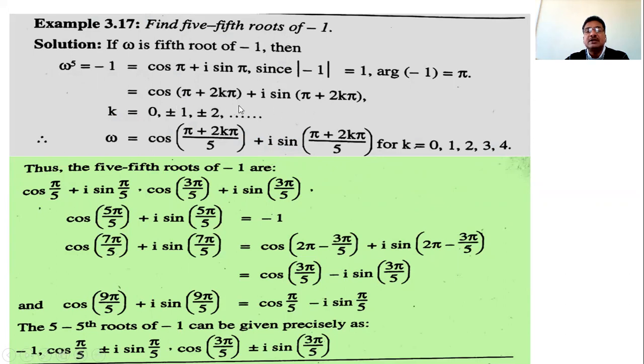Because what is the De Moivre's theorem? Cos theta plus I sin theta raised to n is cos n theta plus I sin n theta, that is multiplied by n. So w is what? This bracket raised to 1 by 5. And by De Moivre's theorem, it is what? 1 by 5 into this. That is cos of pi plus 2k pi by 5. And 1 by 5 into this means pi plus 2k pi by 5. This is by using De Moivre's theorem. So w is this.